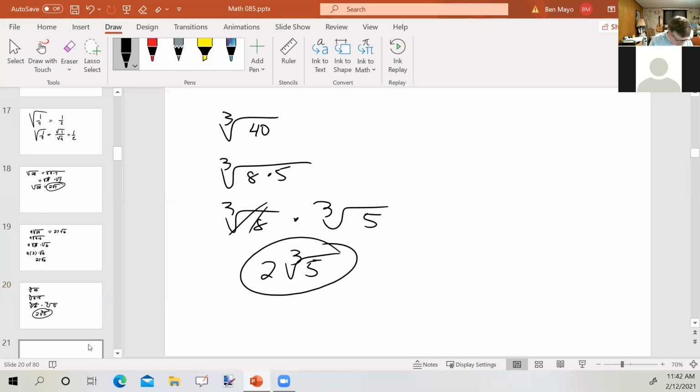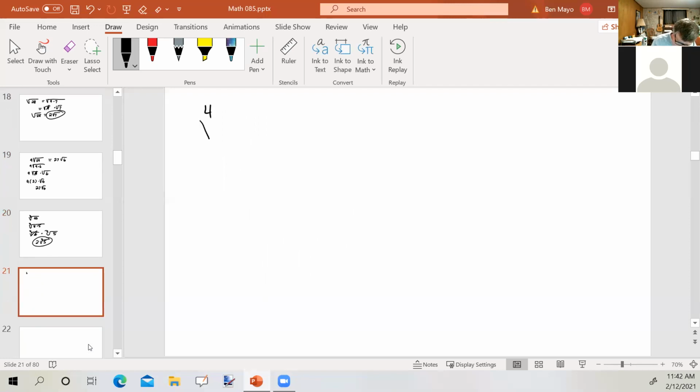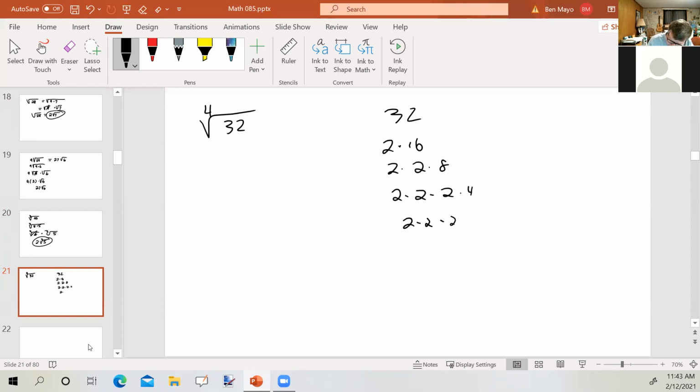All right. Let's take a look at the 4th root of 32. Well, let's see. 32 is 2 times 16, which is 2 times 2 times 8, which is 2 times 2 times 2 times 4, which is 2 times 2 times 2 times 2 times 2. Oh, it's 2 to the 5th power.